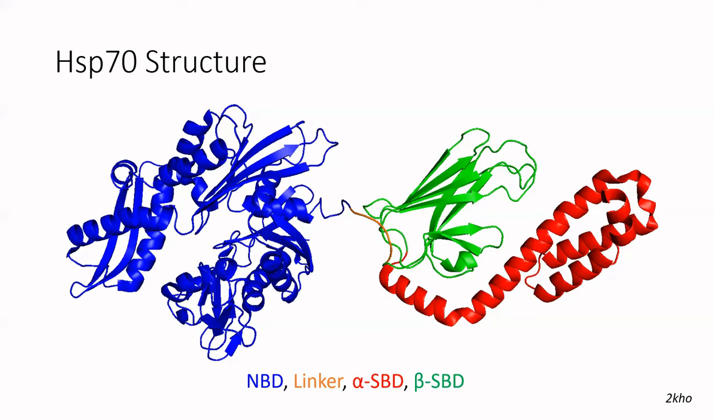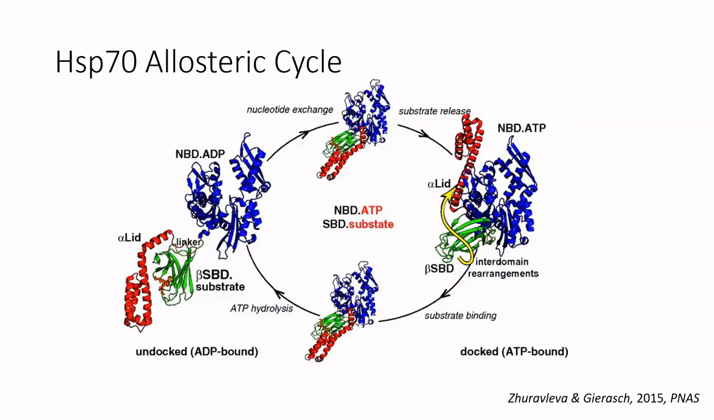Regardless of the type of Hsc70, however, they all have the same central components: a nucleotide binding domain, or NBD, a beta substrate binding domain, or beta SBD, an alpha SBD, or alpha helical lid that can close and open over the beta SBD, as well as a dynamic linker region that connects the NBD and SBD together. As their names imply, the NBD binds nucleotides, specifically ATP, and the SBD binds client proteins that need folding assistance. But how does the protein work?